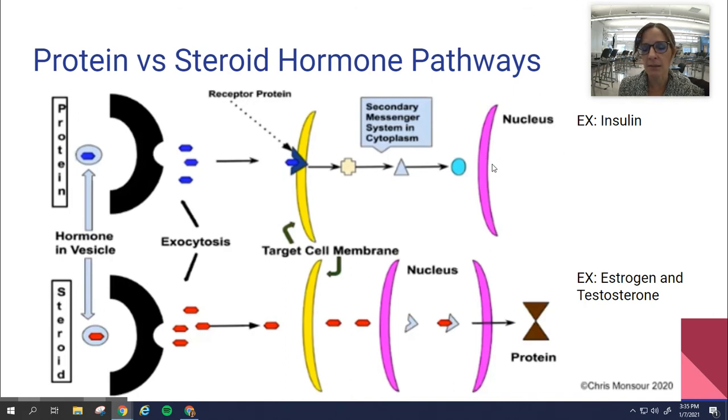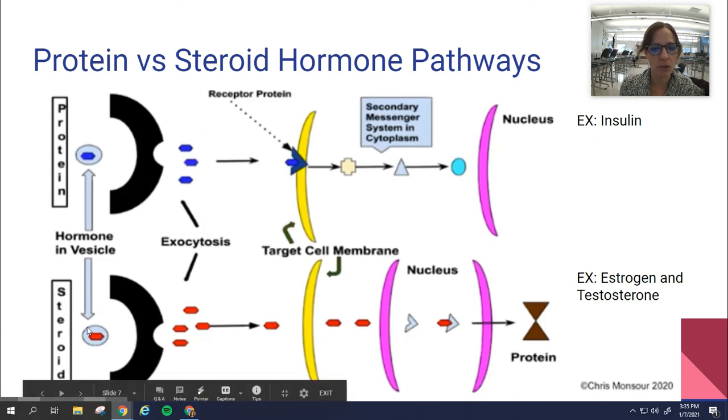And what insulin causes to happen is on the actual cell membrane, it causes more glucose channels to be made. So the insulin causes the secondary messenger to go into the nucleus to transcribe the mRNA for glucose channels. So an example of a protein or peptide hormone would be insulin.